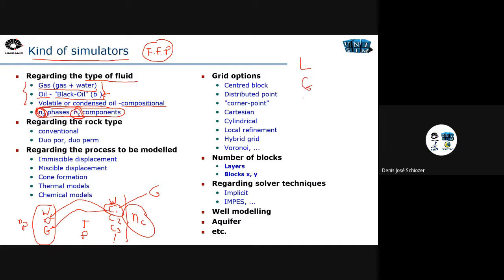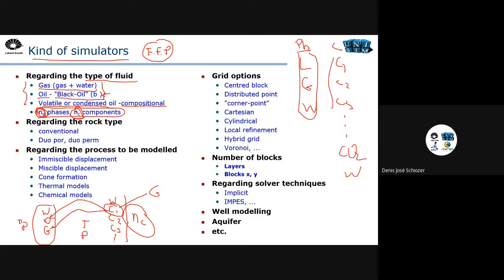liquid, gas, hydrocarbon liquid, hydrocarbon gas, and water, right? These are the phases. And the components are C1, C2, C3, and so on, or even CO2, or even water. These are the components, right? So this is the difference between the phases and the components.